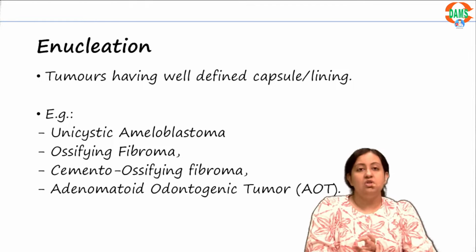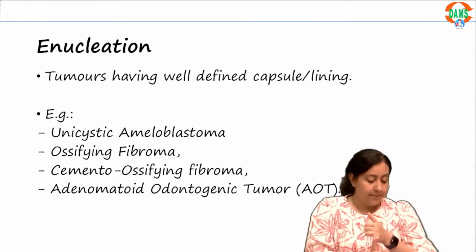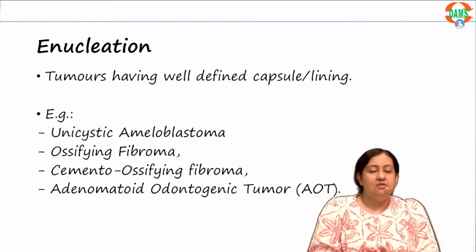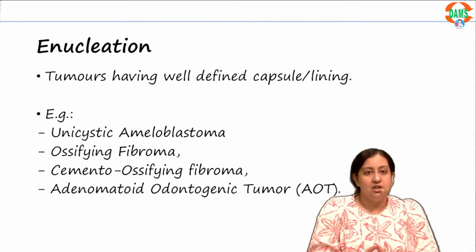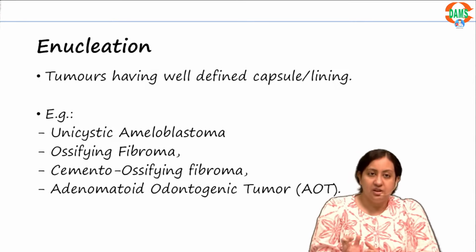Okay. So the chances of recurrence are always very high, because you're not sure whether you've removed the entire pathology or not. Understood? The next we have is enucleation. We have seen enucleation in much detail in our last session. We have also seen the indications, advantages, disadvantages, and the technique.